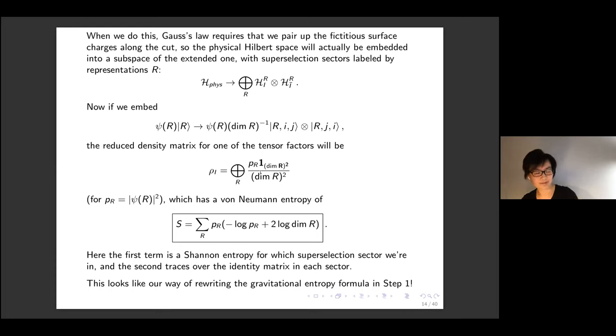This formula looks pretty similar to the way I rewrote the gravitational entropy formula a second ago. But what we have here that we didn't have before is that we know the exact density matrix that gives us this answer. We can see that this first term is the Shannon entropy for which superselection sector we're in. The second term comes from taking the trace over the identity matrix in each block of this diagonal density matrix. That's like counting the maximal entanglement between the magnetic indices within each sector.